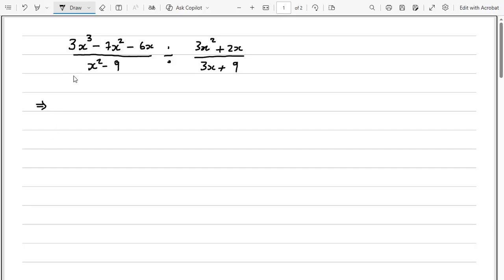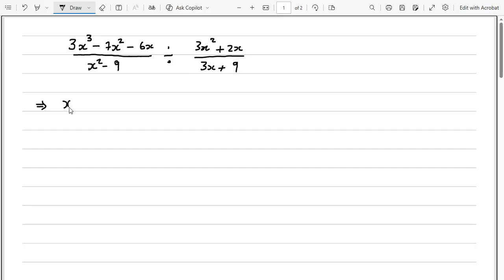So first things first, I'm going to analyze the given question. Look at the one on top. How can I simplify that? Easy. I can first take x out as a common factor, because I see that every term has a factor of x.